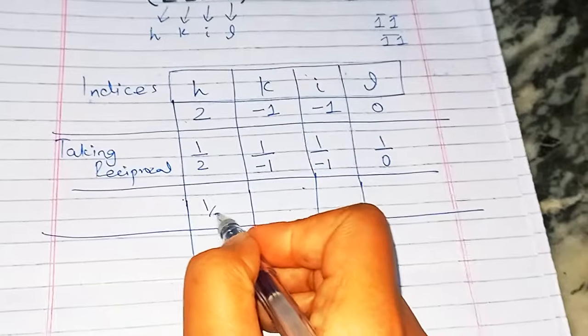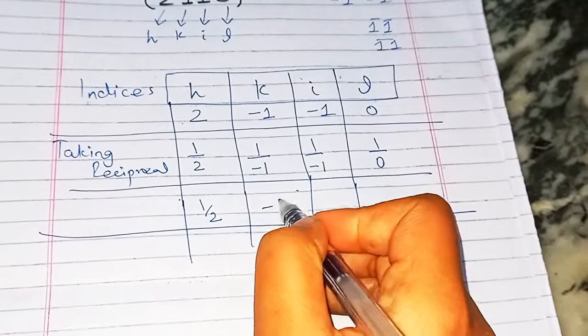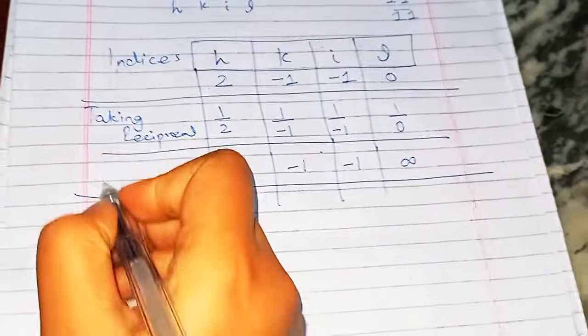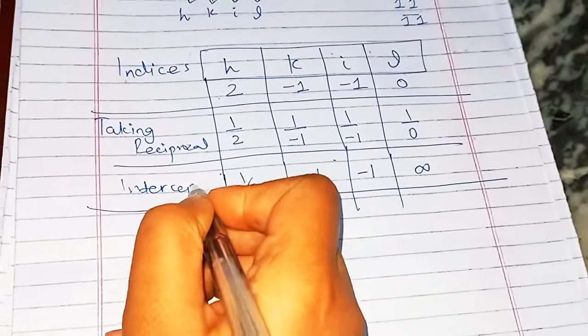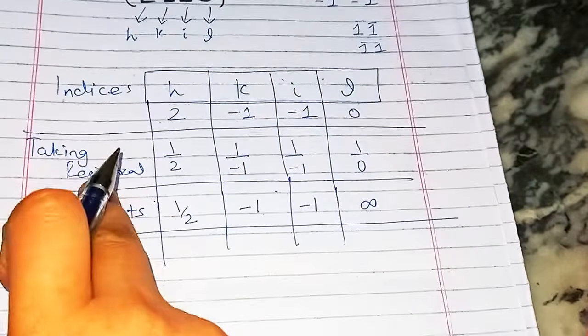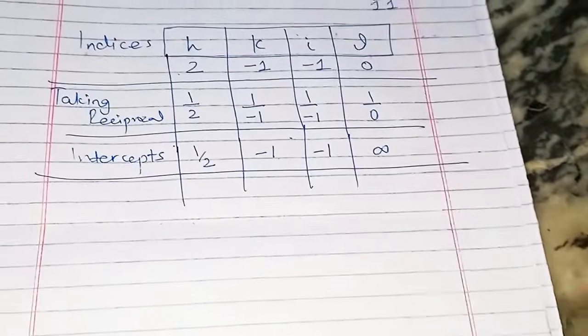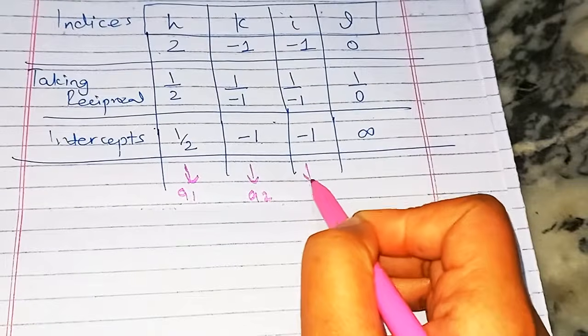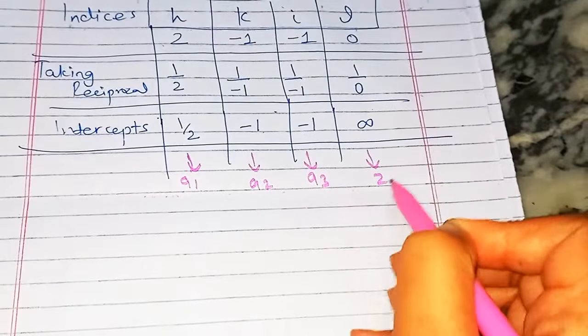1 by 2 is again 1 by 2. 1 by -1 is -1. 1 by -1 is -1. 1 by 0 is infinity. So these are actually the intercepts that we get after taking the reciprocal of these indices. And we have, this is A1 intercept, this is A2 intercept, this is A3 intercept, and this is Z intercept.